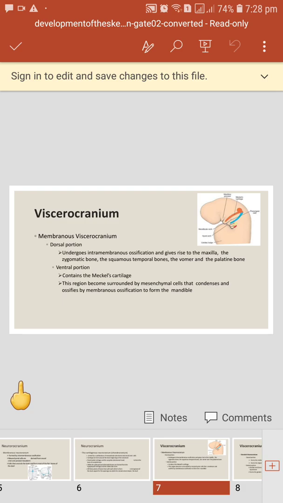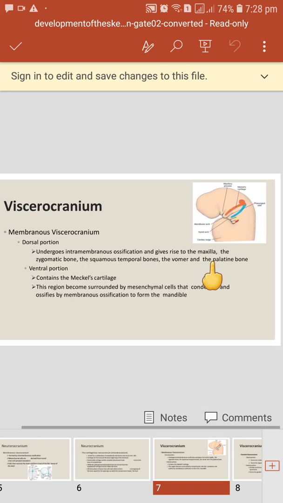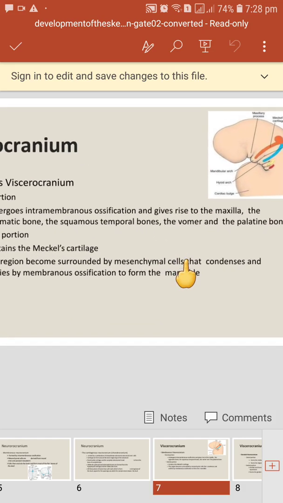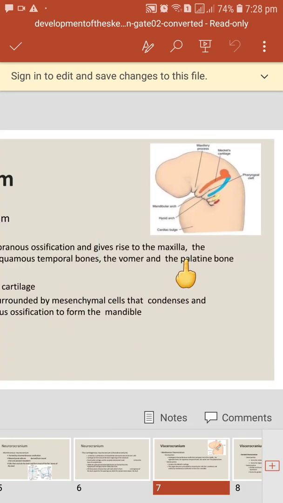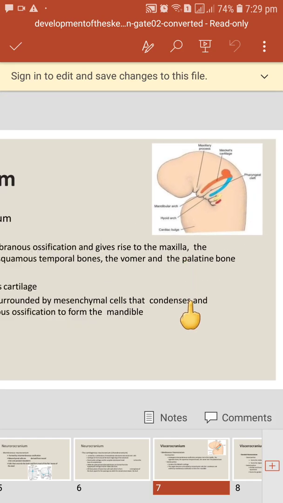Now comes the viscerocranium. Again, the membranous viscerocranium. Its dorsal portion undergoes intramembranous ossification and gives rise to the maxilla, the zygomatic bones, the squamous temporal bone, the vomer, and the palatine bones. So, all these bones will develop through intramembranous ossification. In this diagram, you can see the maxillary process.